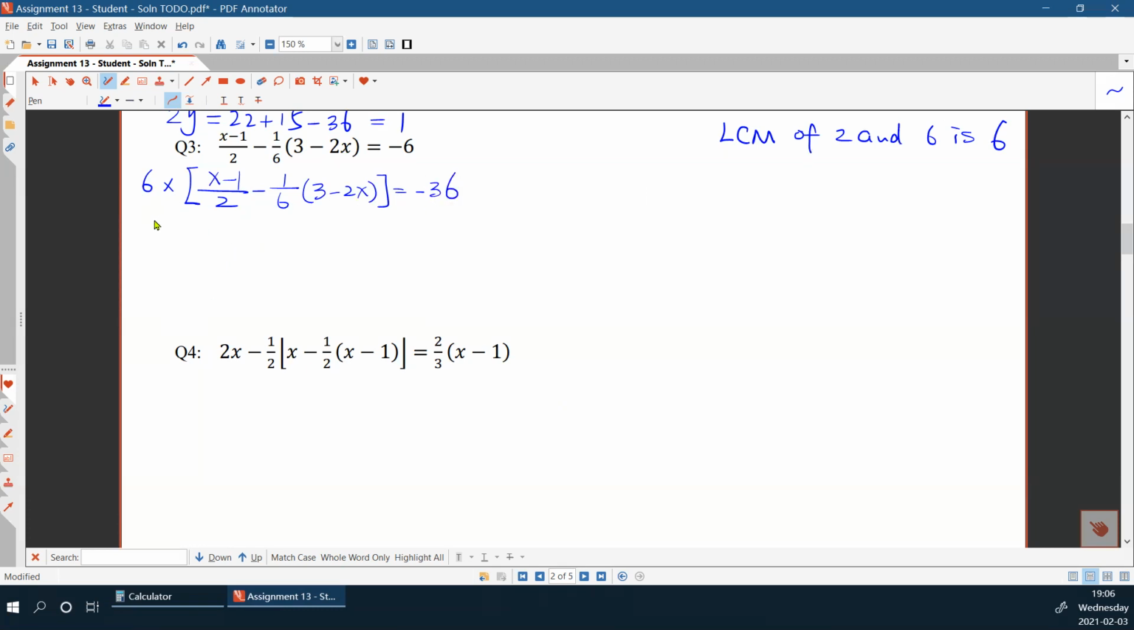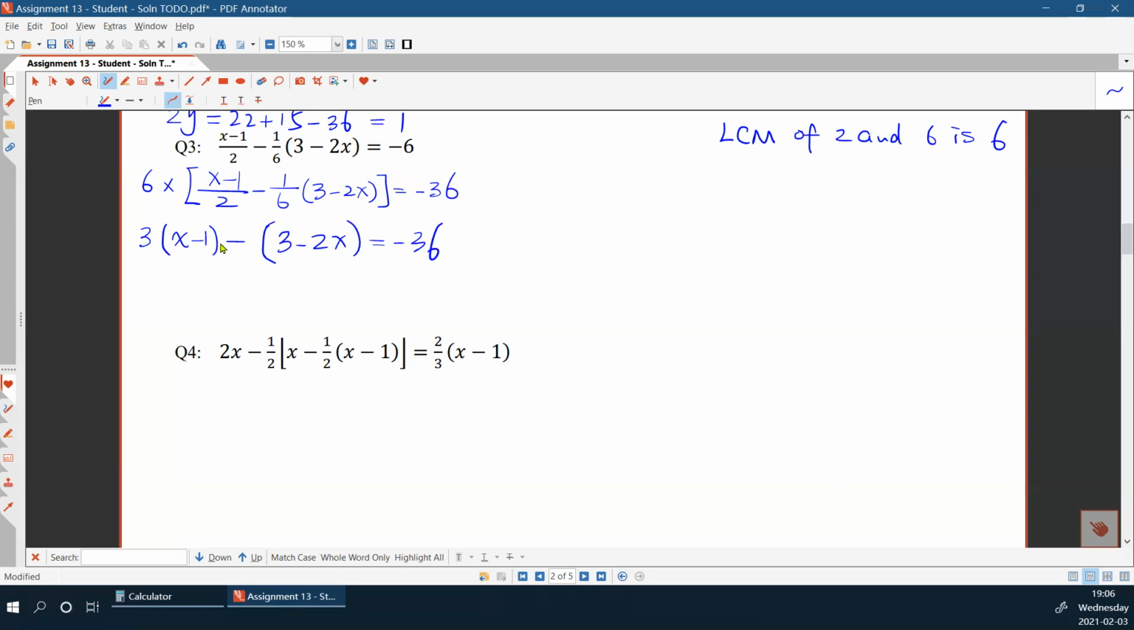And next, you should use the distributive laws to assign 6 into the 2 terms in the brackets, right? So the first term gives you 3 times x minus 1. Second term, you have, okay, pay attention to the sign here. You have 3 minus 2x in the pair of brackets.